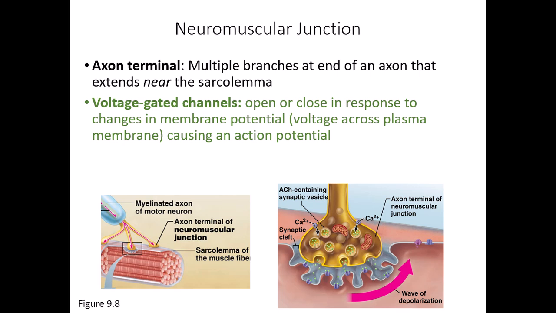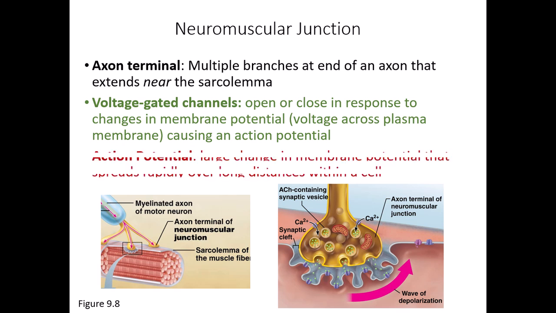So we'll talk about two different voltage-gated channels associated with the neuromuscular junction. That action potential, the term I just used a minute ago, is describing a large change in membrane potential that spreads over a long distance. Remember, membrane potential means we have positive and negative charges separated on opposite sides of the plasma membrane. So let's say a positive charge inside the cell and a more negative charge outside the cell. That would be establishing membrane potential. And when there is a significant change in that membrane potential, that separation of charges that travels a long distance over a cell membrane, that's called an action potential.